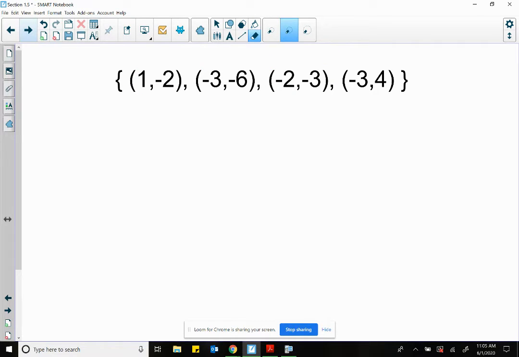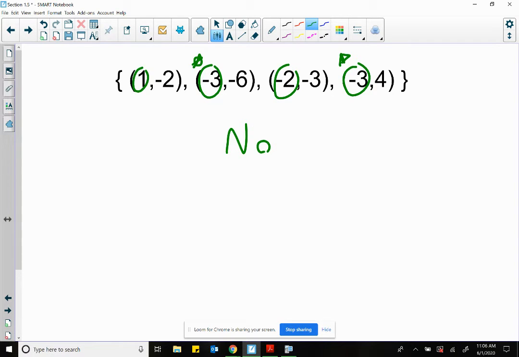Pause your video. Tell me if this is a function or not. Okay. So if you look at the x values, you got 1, -3, -2, -3. Wait a minute. I said -3 twice. So hopefully you said no to this. This is not a function. Why? Because the negative 3's repeat as an x value. Notice I have a negative 2 as an x and a negative 2 as a y. That doesn't matter. It's all about the x's. And x's don't cheat to be a function.